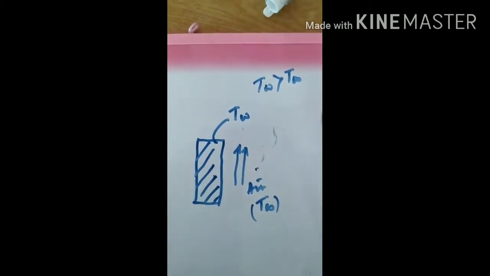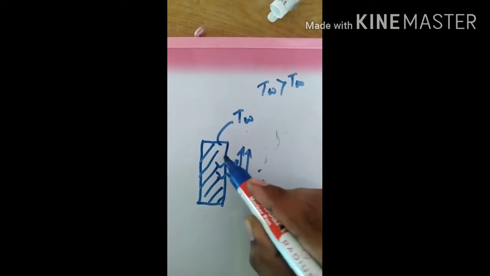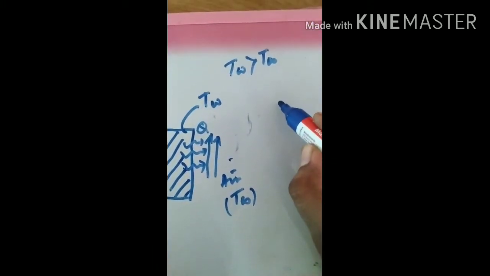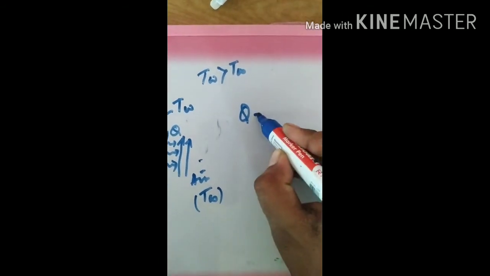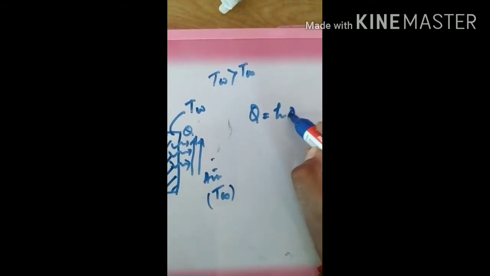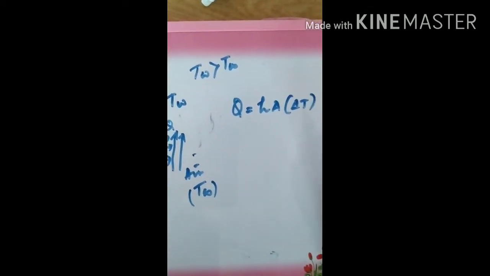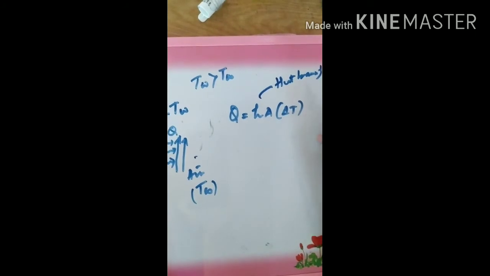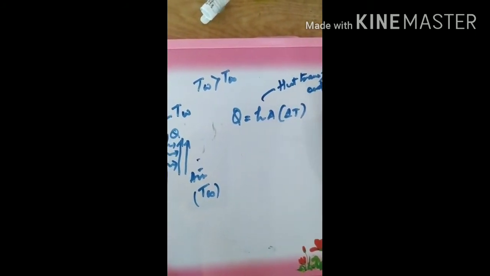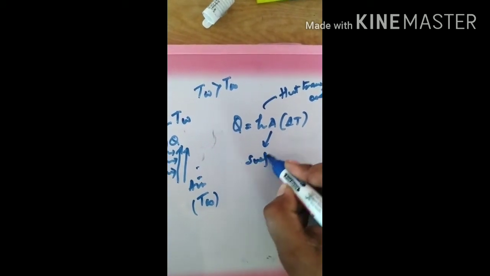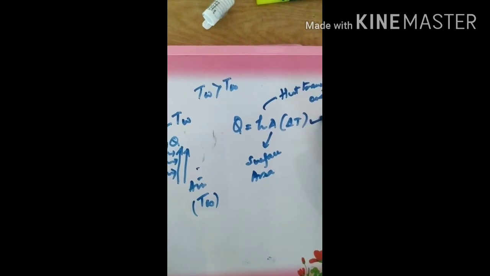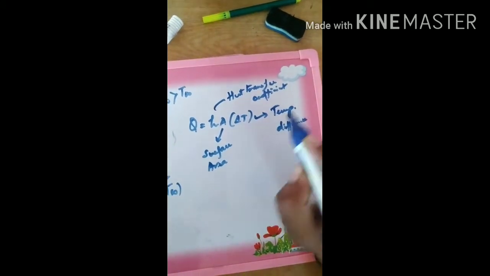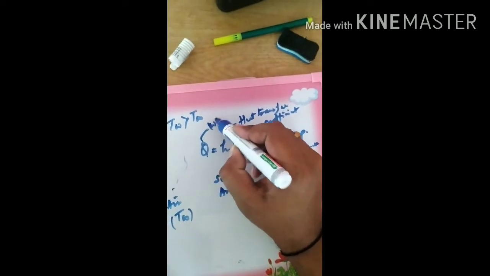The amount of heat that gets transferred to the air as it flows over the surface is given by Newton's law of cooling, which is Q equal to h into A into delta T, where h is called the heat transfer coefficient, A is the surface area, and delta T is the temperature difference.